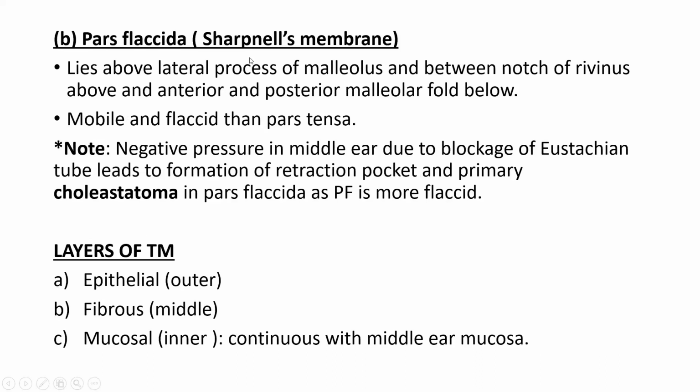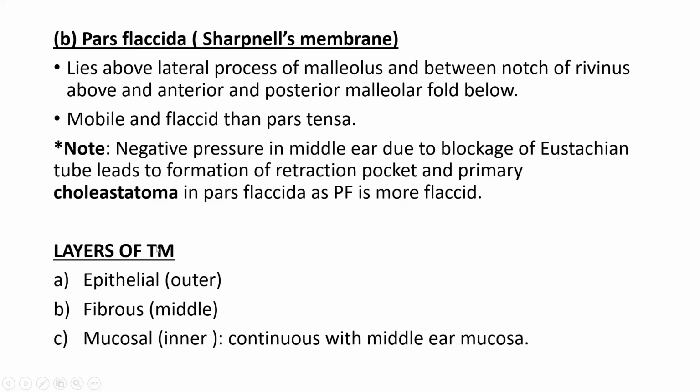Another part of the tympanic membrane is pars flaccida, which is also known as Shrapnell's membrane. Shrapnell's membrane lies above the lateral process of malleus and between the notch of Rivinus above and the anterior and posterior malleolar folds below. It is freely mobile and it is more flaccid than the pars tensa. Because of this, cholesteatoma is formed from the pars flaccida, because when there is negative pressure in the middle ear due to blockage of the eustachian tube, this leads to the formation of a retraction pocket, and this retraction pocket later on develops into cholesteatoma.